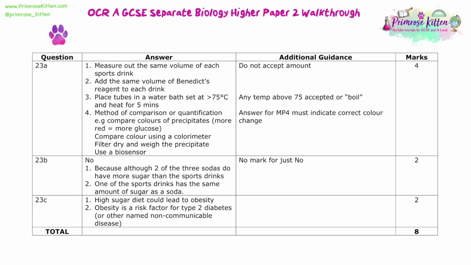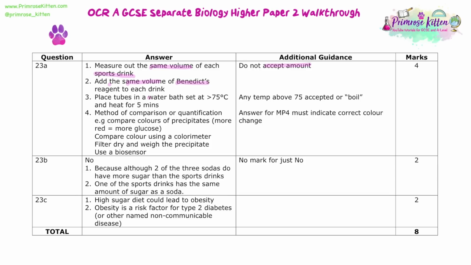Okay, so the mark scheme for 23. As we said, thinking about the method steps, we need to talk about how we test for glucose. We need to talk about the same volume of each drink. Do not accept amount; we can't use the word amount. We need to say what we are measuring, what instructions these people are going to follow. Again, same volume of Benedict's. So you get 1 mark for talking about the same volume of each sports drink, then adding the Benedict's.